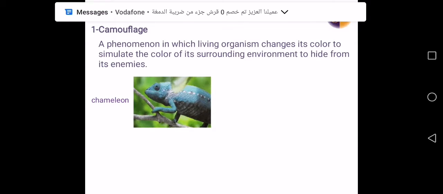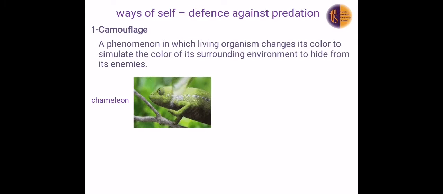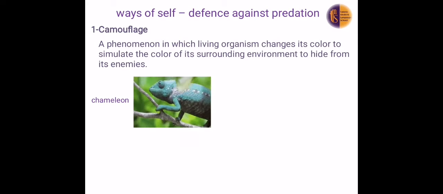We have two ways. Way number one is called camouflage. What is camouflage? Camouflage is a phenomenon in which a living organism changes its color to simulate the color of its surrounding environment to hide from its enemies, like the chameleon.